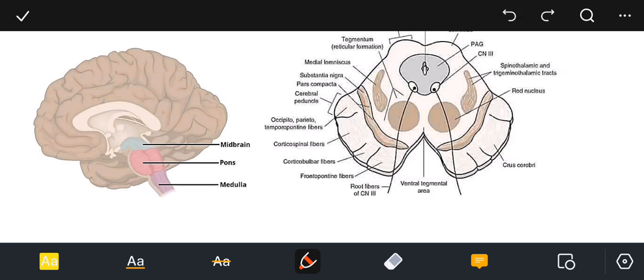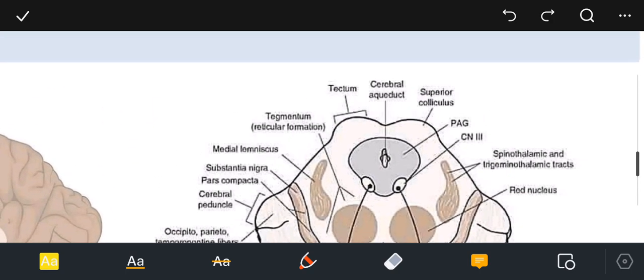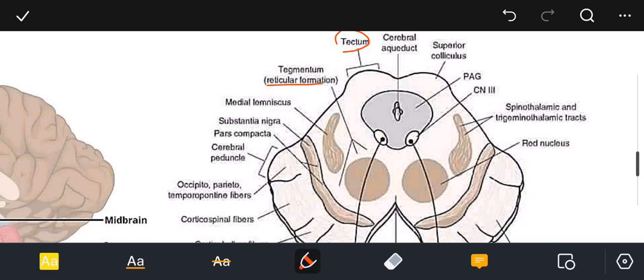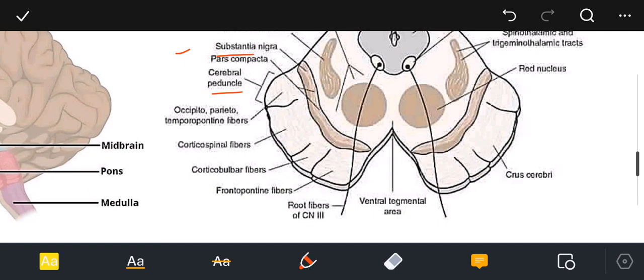Now the important structures of the midbrain include the following. We will go in a counterclockwise direction. This thing is called the tectum, which contains superior and inferior colliculus and stuff like that. Then we have the tegmentum. Then we have the medial lemniscus. Dorsal column medial lemniscus is a tract that is responsible for carrying the sensations for pressure, vibration and proprioception. Then substantia nigra, we have talked about the role of substantia nigra in very huge detail. It has two parts, one of them is pars compacta. Then cerebral peduncle, that is also called crus cerebri.